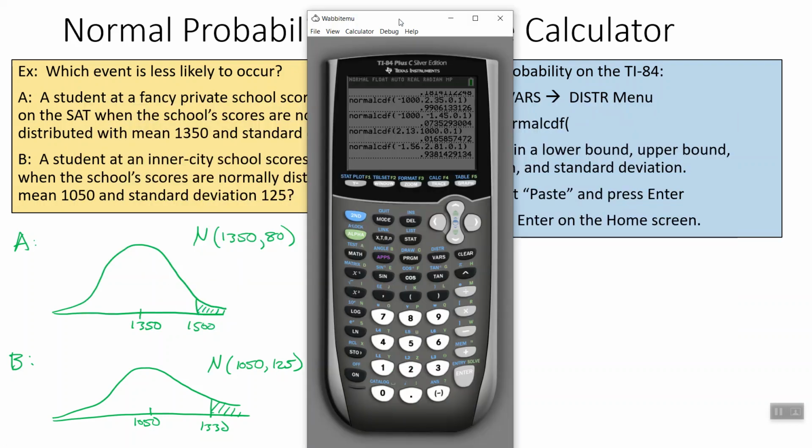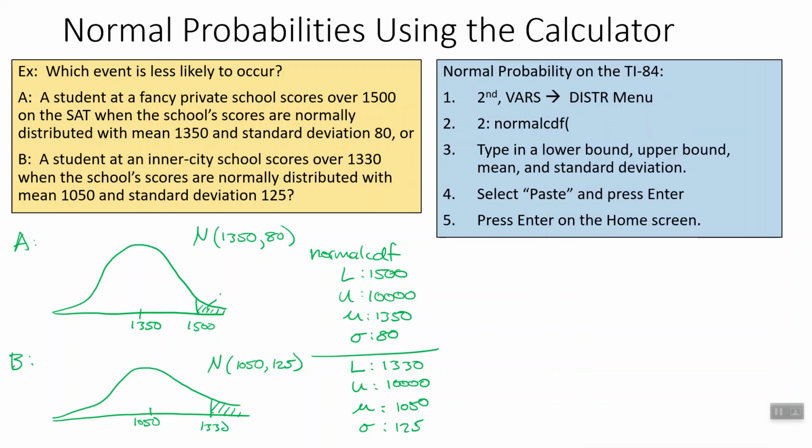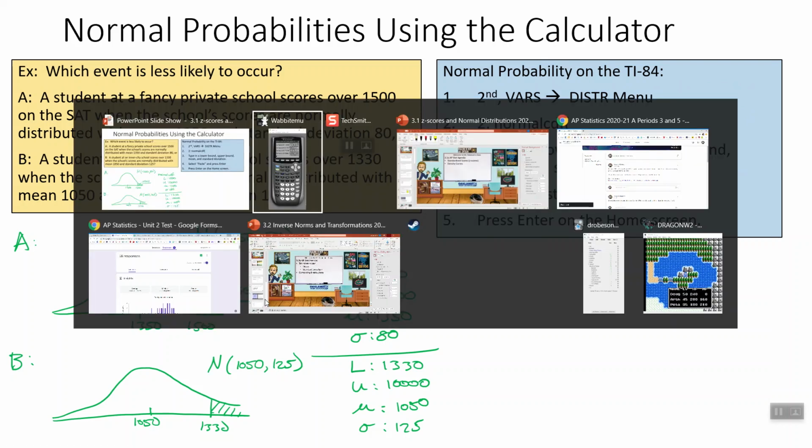So bring back our calculator. Let's move it over so I can see. Second vars, normal CDF. Our lower is 1,500 for the first one. Our upper is something much bigger, so what is that, 100,000? That'll work. Now we can put in our mean, 1,350, and our standard deviation is 80. We press enter a few times until it gives us our answer, 0.0304, I guess is what that would round to. So this area here is 0.0304, or about 3%, scoring over 1,500.